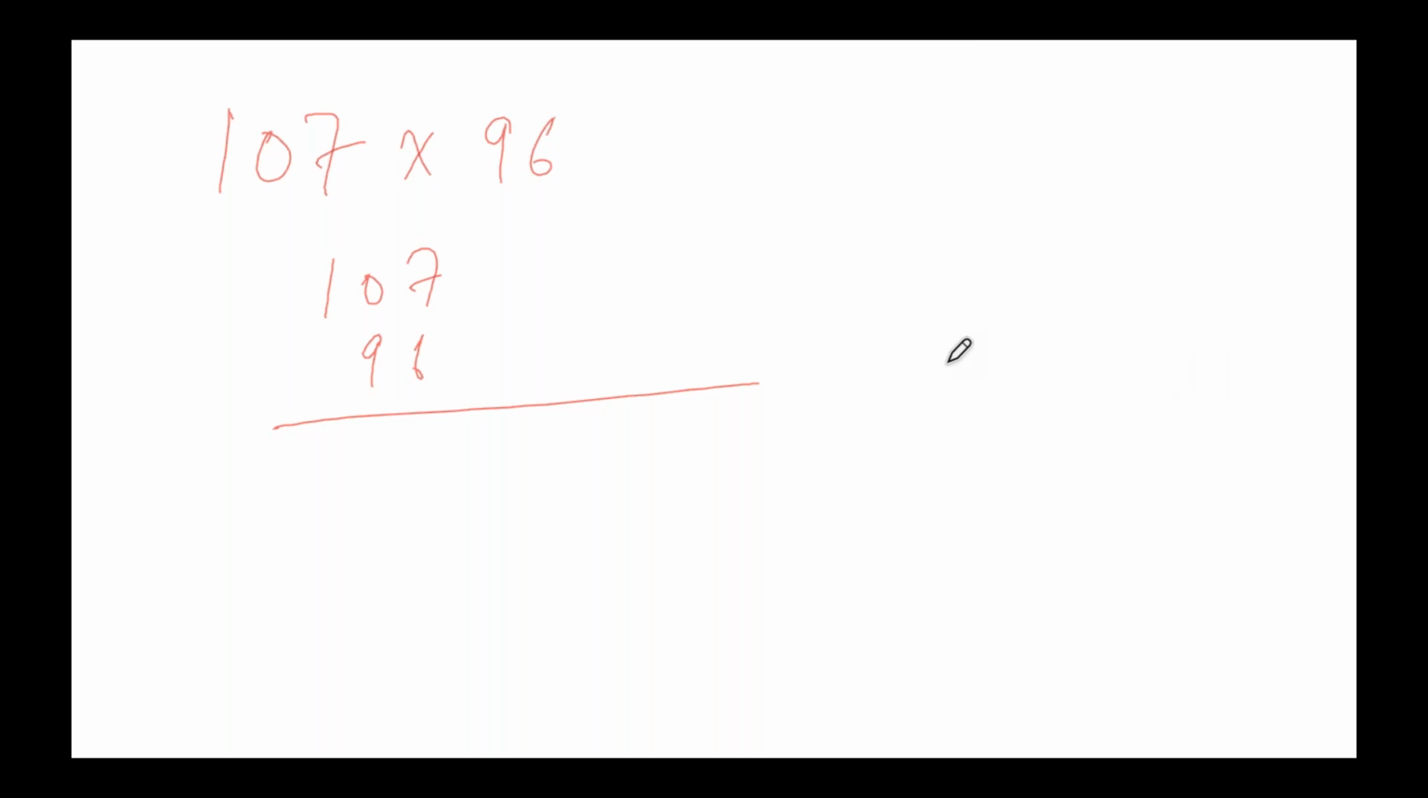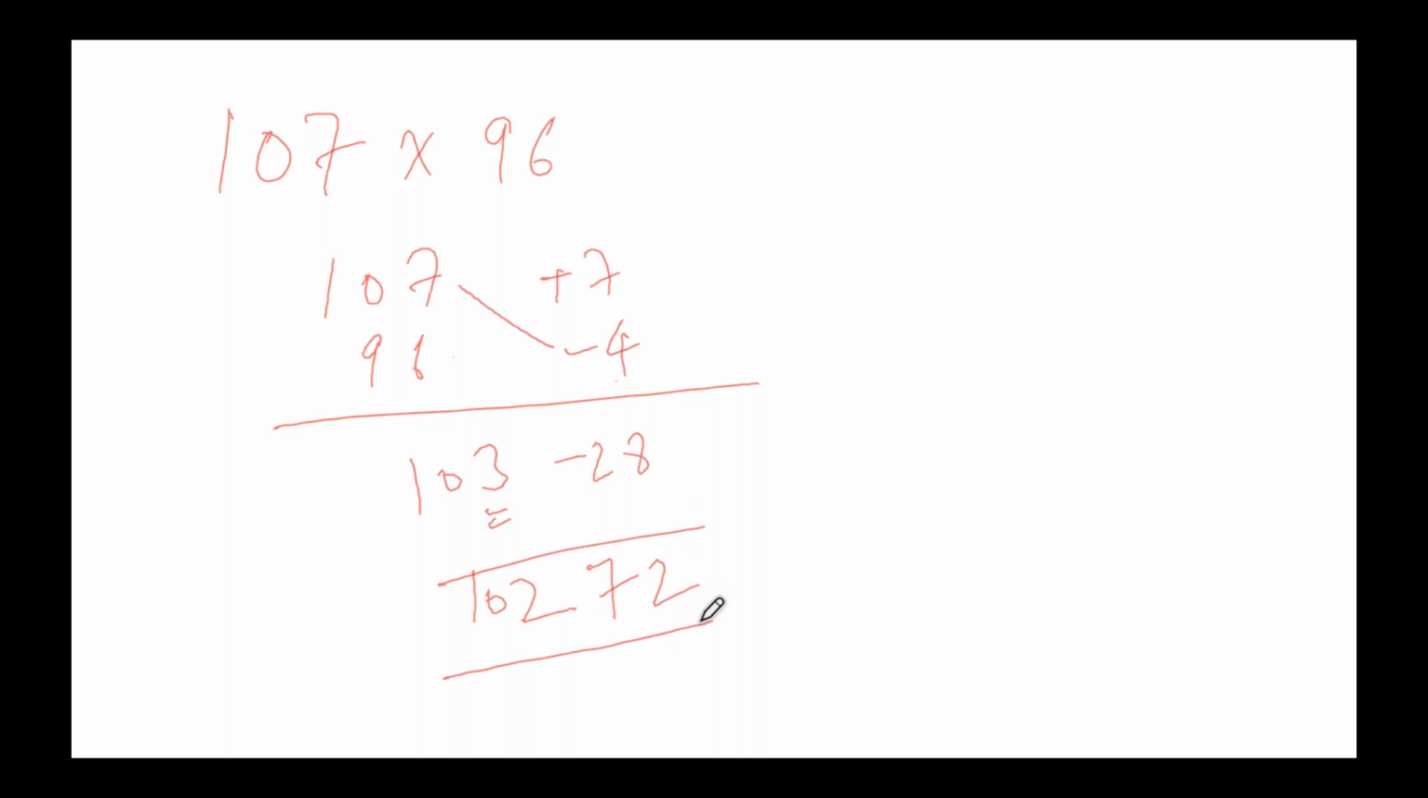The answer is 10272. Guys, whosoever has written 10272, the answer is correct. Okay, so let me solve it for you. This is plus 7 and that's minus 4. 7 into minus 4 is minus 28. 107 minus 4 is 103. You could have done 96 plus 7 also. That also gives the same number. Now you can borrow 1 from here. This becomes 102. And the one that you borrow is actually 100. 100 minus 28 is 72. So your answer becomes 10272.